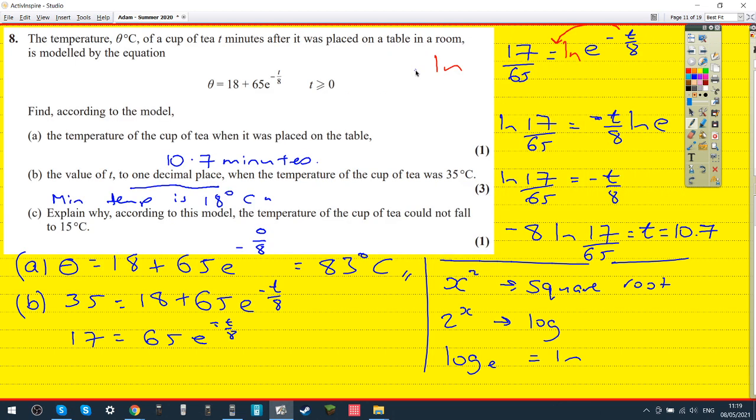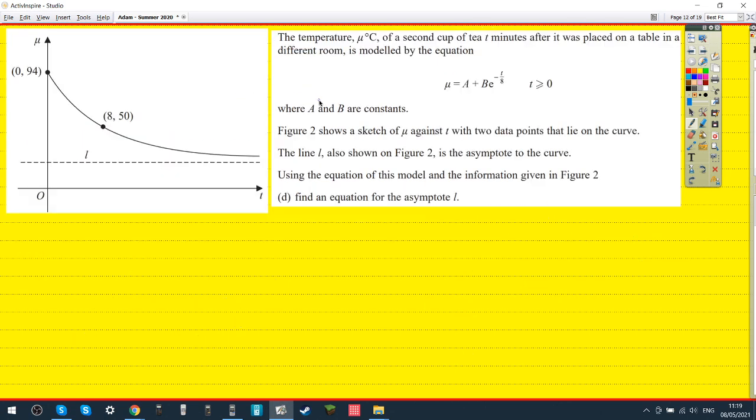So let me just compare this to the previous one. The previous one was theta. So instead of y equals something x, it's theta equals something t. But it's the same idea. Theirs is 18 plus 65 e to the minus t over 8. This one is a plus b e to the minus t over 8. But we don't know what a and b are. But it's a similar idea.